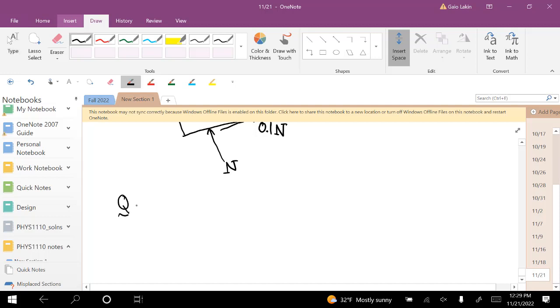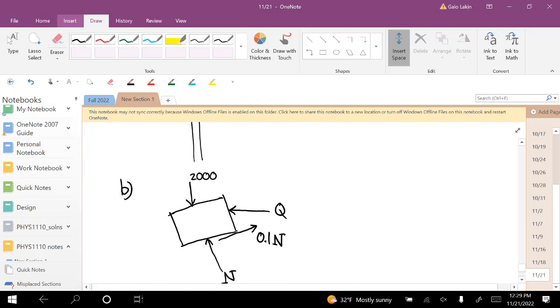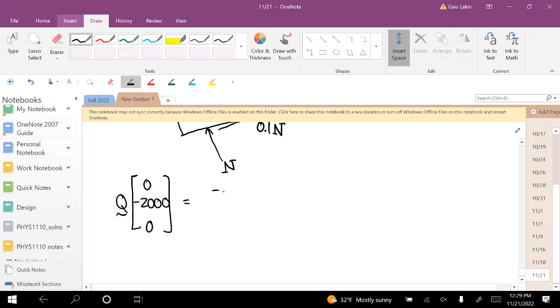So multiply the rotation matrix by the 0, -2,000, 0. You get the same thing we did before. So -126.98, -1995.97.